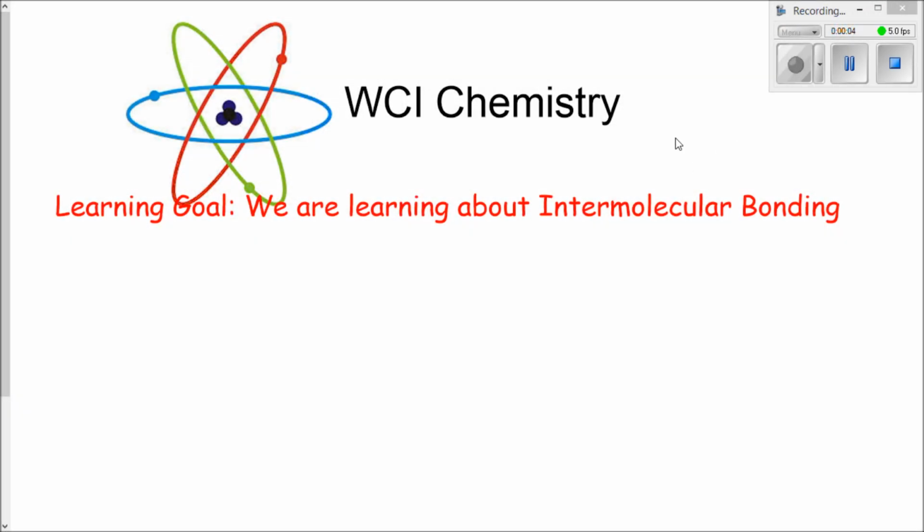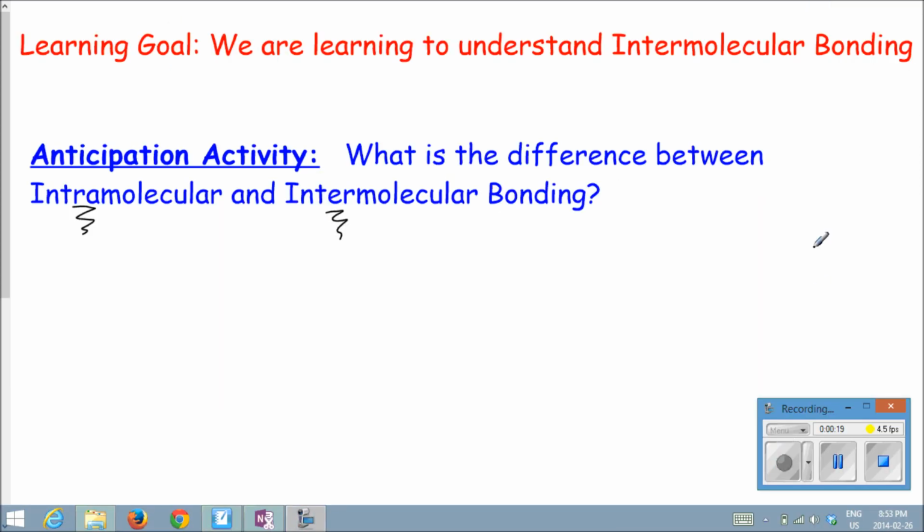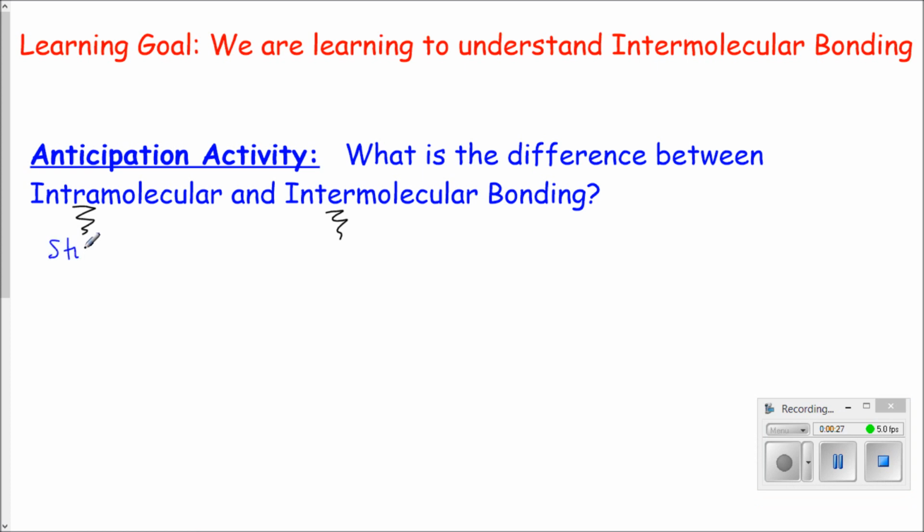Today we're learning about something called intermolecular bonding. See, you didn't know this before, but you've learned about intramolecular bonding. We're going to learn about something called intermolecular bonding today. Okay, so what is the difference between intra and intermolecular bonding? Earlier I said this is what we've been studying: intra, molecular. We've studied that before. We haven't studied intermolecular bonding.